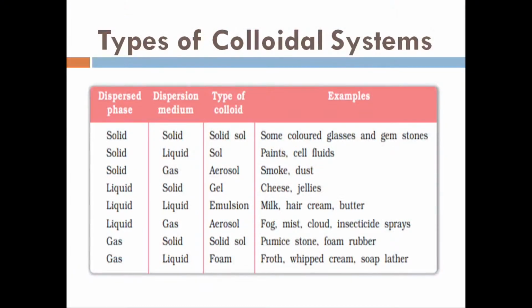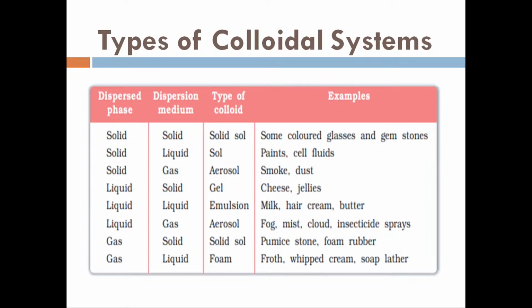So we have dispersion medium, which is present in major amount, and the other is dispersion phase, which is present in small amount. So when a substance is dispersed in another substance, that is called a colloidal solution. We have different types of colloidal solutions, classified into different categories.